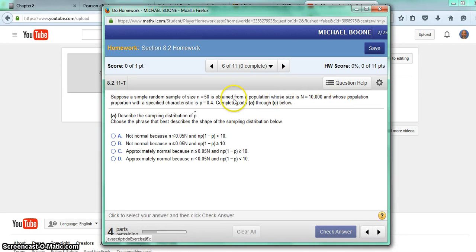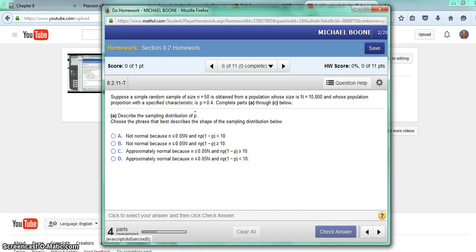All right, in Chapter 8, Section 2, we're not dealing with means, we're dealing with proportions. Once you have a proportion and it follows a couple of characteristics, then we can use the normal to actually find these probabilities. So the sampling distribution of p, if the sample size is less than 5% of the total population, and n times p times q is greater than or equal to 10, we can go ahead and say that it follows a normal distribution, or it's approximately normal, as they're saying.